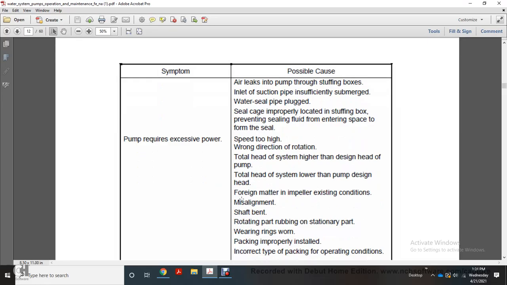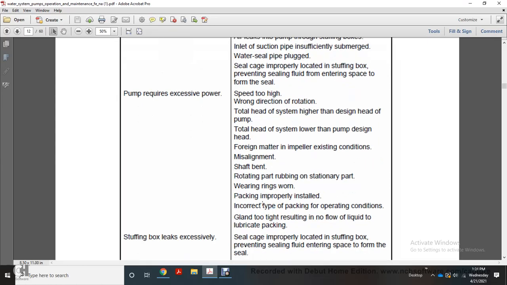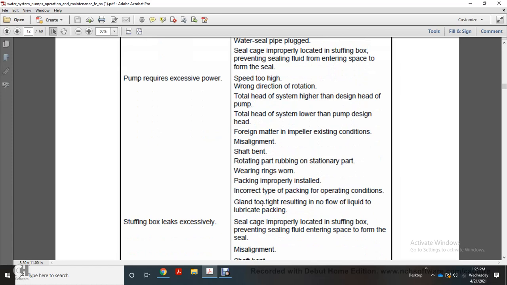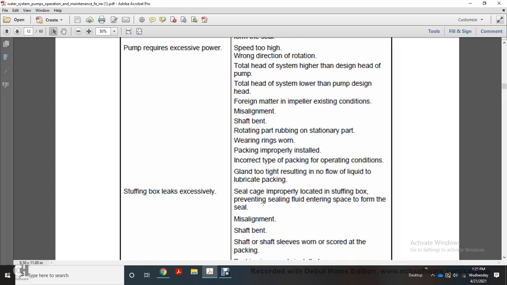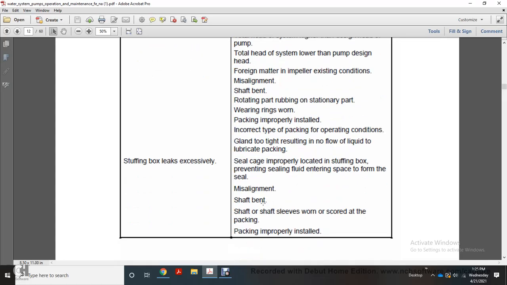Pump unsuitable for existing condition. Misalignment. Shaft bent. Rotary part rubbing the stationary part. Wearing rings worn. Packing improperly installed, with incorrect type of packing for the operating condition. Gland too tight, resulting in no liquid to lubricate the packing. Stuffing box leaks. Seal cage improperly located in the stuffing box, preventing sealing fluid from entering the space from the seal.